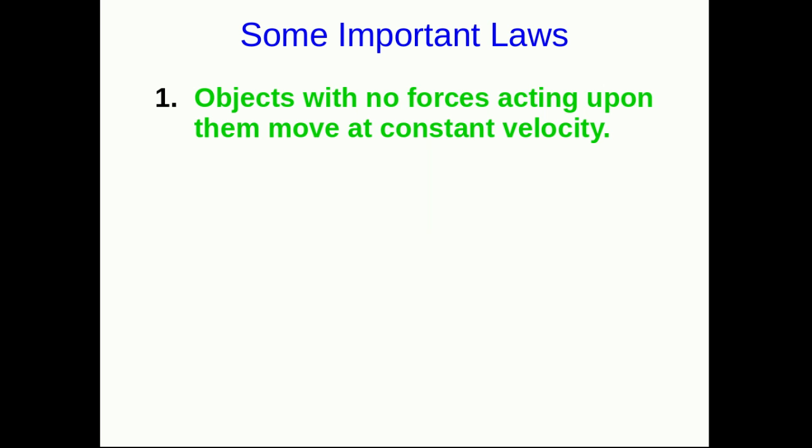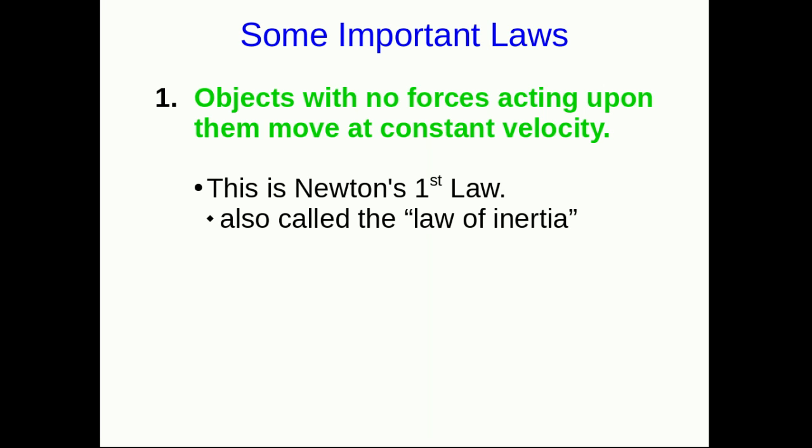Right, we're now able to state two very important laws. The first is that objects move at constant velocity when no forces are acting upon them. Now notice, being at rest is one way of that happening, because something at rest has a velocity that is zero, and that's constant. But it can also mean something moving along with constant speed in a straight line. This is a very important law. It is called Newton's first law. It's also sometimes called the law of inertia.